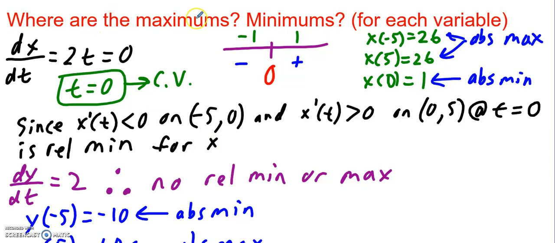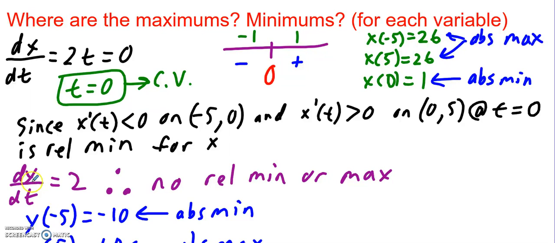Now, it wanted to know where are the maximums and minimums. Well, remember from the previous that we are including the endpoints of -5 and 5 for t. So I need to check the endpoints, and I can see that when I plug in -5, x equals 26. When I plug in +5, x also equals 26. So those are actually going to be the absolute maximums. I have a relative minimum when t equals 0, x equals 1. That also happens to be the absolute minimum.